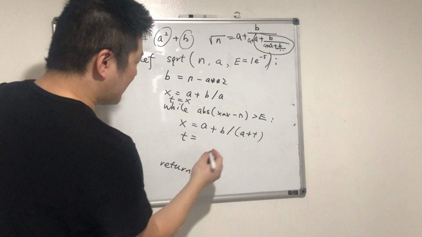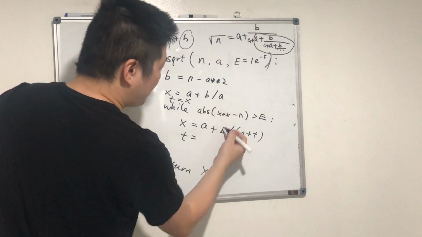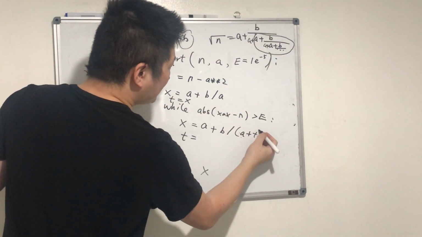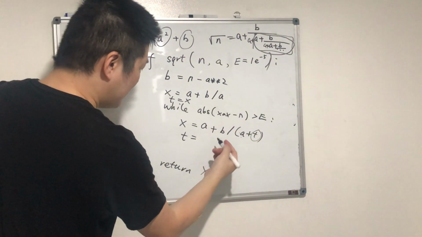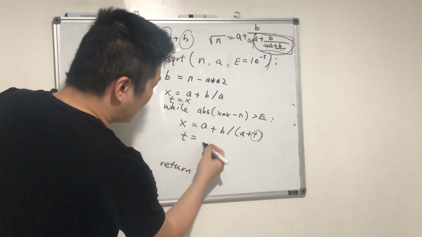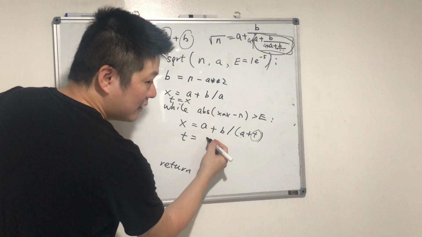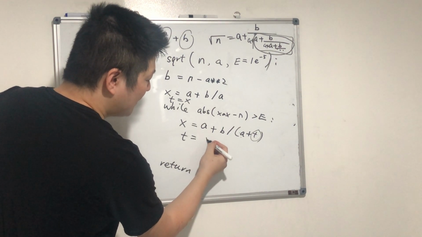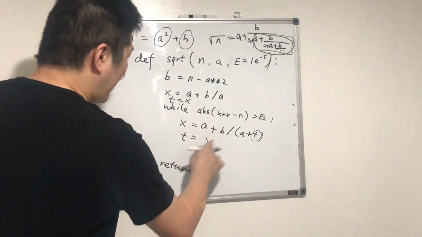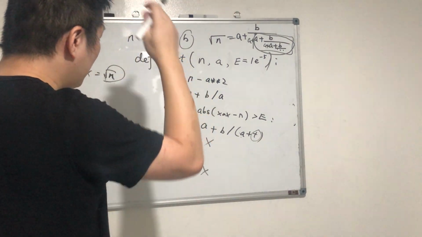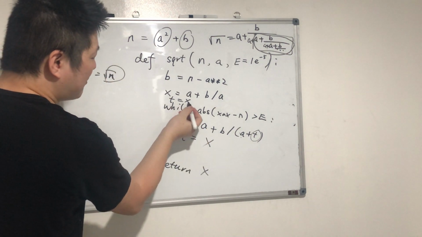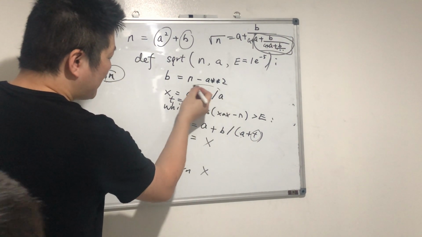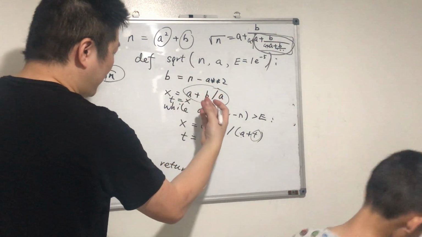So why are we doing this? a plus b divided by a plus t. This t is the new iteration. So it will be t, and then I need to substitute it with what? x. So t equals x. The first iteration is t equals x, because this is the value we guess, but it's not close enough.